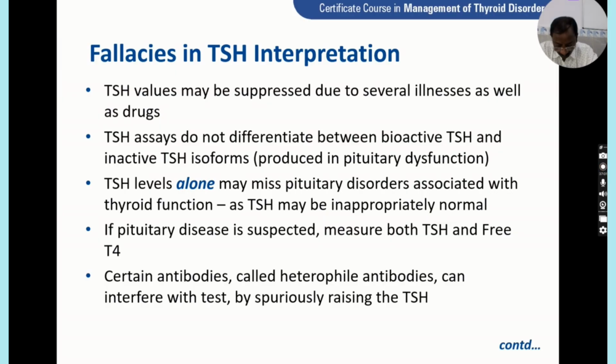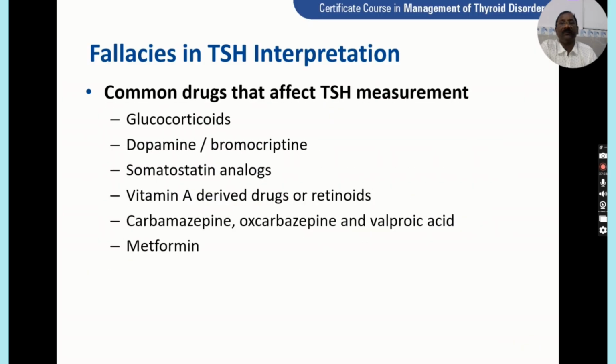So what I mean to say is, in critically ill people, don't just look at TSH or T4 levels and then diagnose as in a non-critically ill patient. The normal patient is totally different from the critically ill patient as far as TSH and T4 levels are concerned. They may be suppressed or they may be elevated.